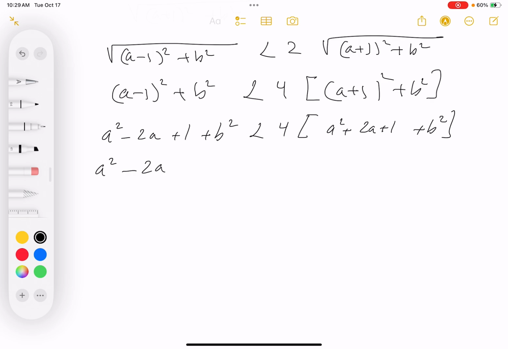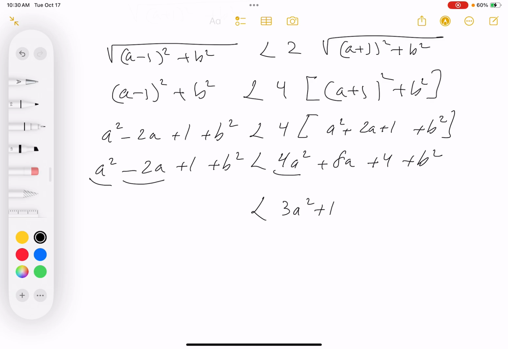I've got to still simplify, don't I? And again, I hope it becomes obvious over time what these things are. This is 4a squared plus 8a plus 4 plus b squared. And I'm going to try to rewrite that in a way that looks a little easier for me. So I'm going to take away a squared from both sides. You get 3a squared. I'm going to add 2a to both sides. That's going to be 10a.